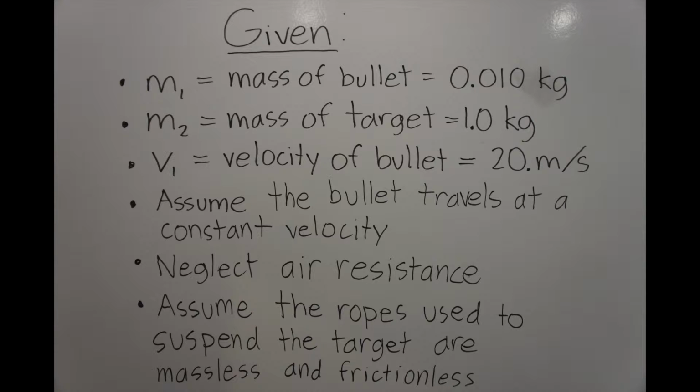Given in the problem, we have M1, the mass of the bullet, is 0.010 kilograms, M2, the mass of the target, is 1 kilogram, V1, the velocity of the bullet, is 20 meters per second. For this problem, assume that the bullet travels at a constant velocity, neglect air resistance, and assume that the ropes used to suspend the target are massless and frictionless.